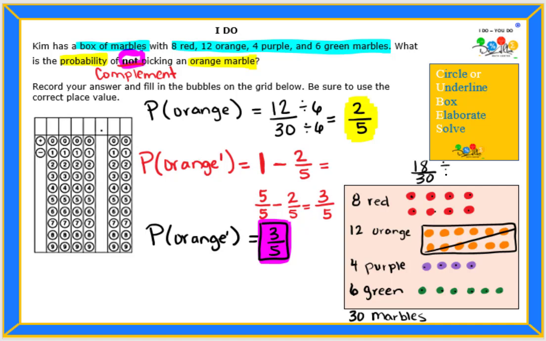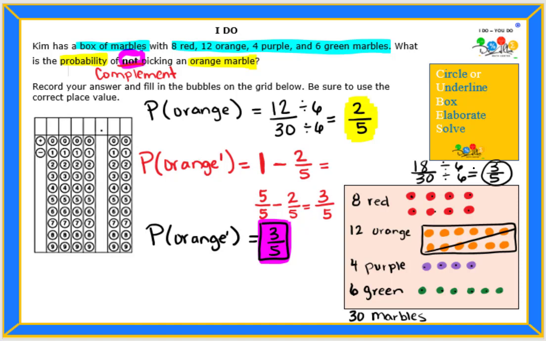We can simplify using the greatest common factor, which is 6. 18 divided by 6 is 3, and 30 divided by 6 is 5. You see how we got the same answer? So the probability of not selecting orange is 3/5, and we can see that with our picture model.